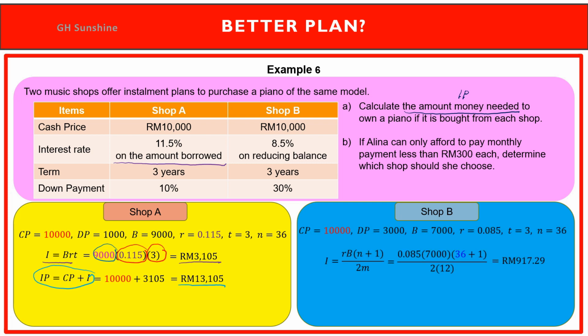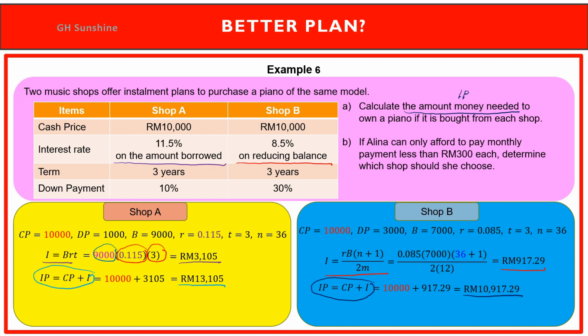First, calculate the interest amount using constant ratio formula. Based on this statement, 8.5% on reducing balance. Substitute all the values. The interest amount for shop B equal to RM917.29 based on reducing balance. Okay, next, calculate the installment price. So we will use same formula, CP plus I as shop A. Substitute cash price and interest amount. The amount money needed to own a piano if it is bought from shop B equal to RM10917.29. So this one, how you want to calculate the amount money needed or the installment price from each shop, shop A and shop B.